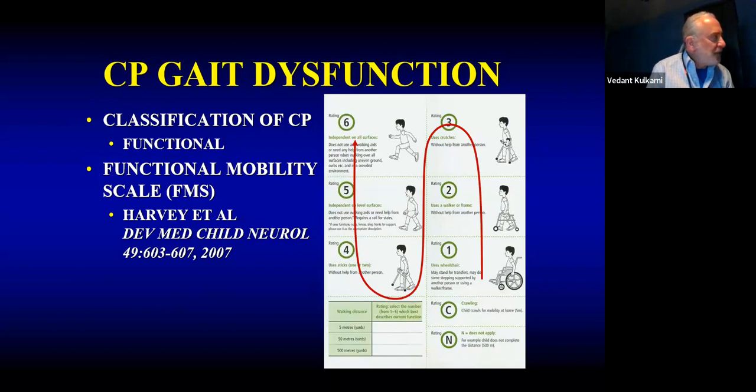This tool basically is a type of patient or parent reported tool. And we basically ask, how does the child walk at the 5-meter distance, the 50-meter distance, and the 500-meter distance? And the child is given a score of 1 to 6 at each of those. So the highest functional level would be an FMS of 666.